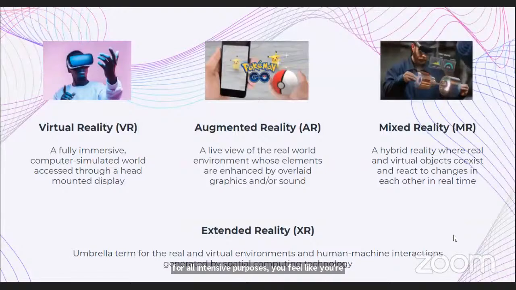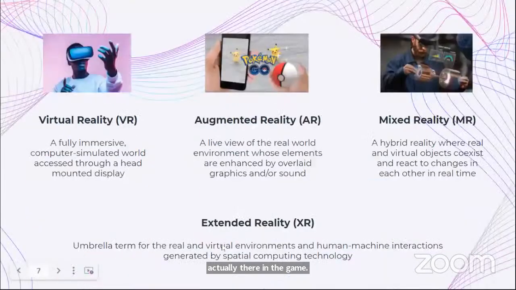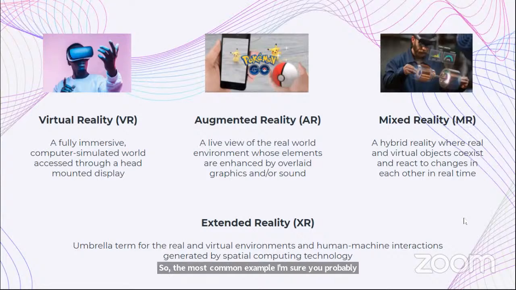Augmented reality, on the other hand, is a completely opposite concept. Instead of transporting you into a virtual world, the virtual world is overlaid on top of the real world around you. The most common example I'm sure you've probably heard about, if not played yourself, is Pokemon Go, where you can see Pokemon standing on the sidewalk in front of you or flying around the room as you try to catch them in the game. This category also includes the various face filters that you can find on apps like Snapchat or Instagram.